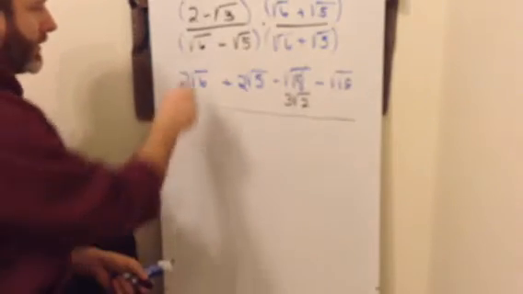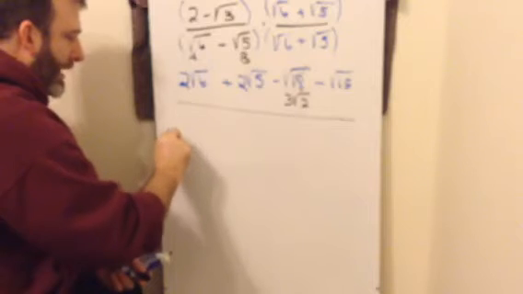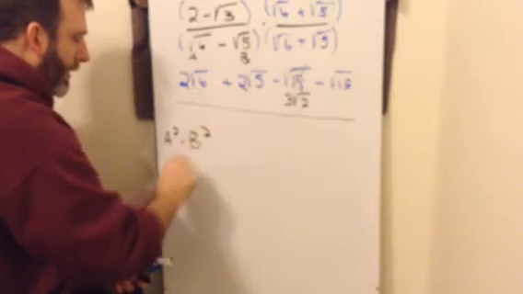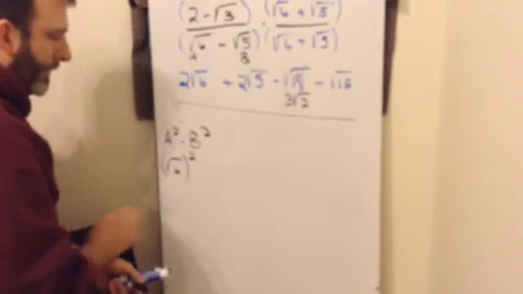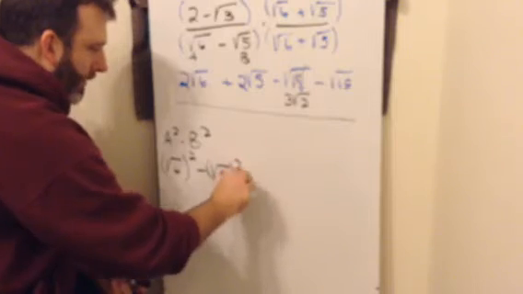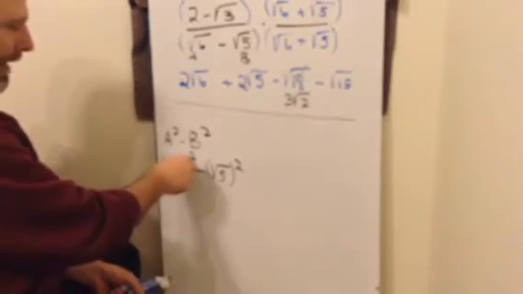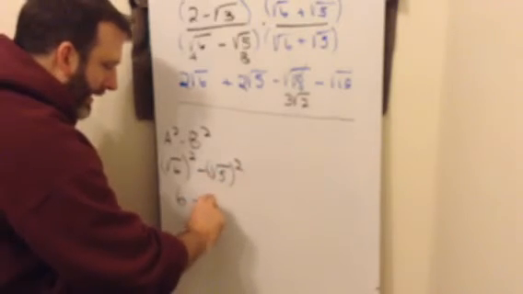I'm going to use the shortcut. This is my A, that's my B. So in the margin work, A squared minus B squared. Square root of 6, quantity squared, minus square root of 5, quantity squared. Power matches index, we take out the base, it's 6. Power matches index, we take out the base, it's 5.